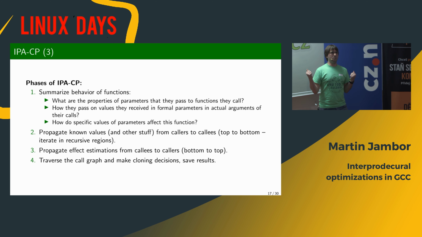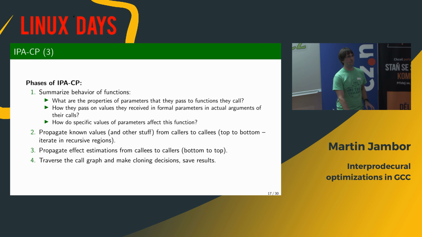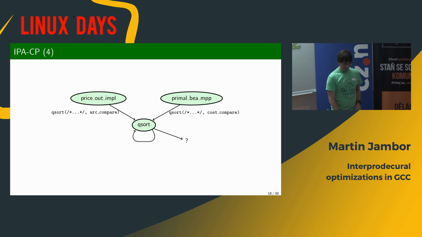And then finally, we traverse the graph again. And if something looks like a good idea, which basically means that a particular cost function set, yeah, this is bigger than 500, let's clone. We make cloning decisions, and of course we record the information that is always true regardless of call context. And then these are saved in the instruction stream for later optimizations.